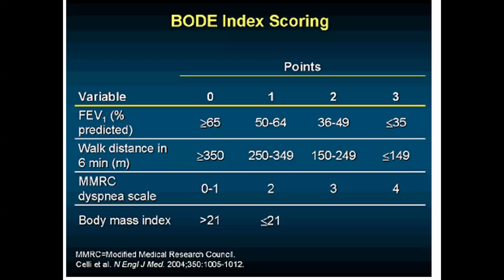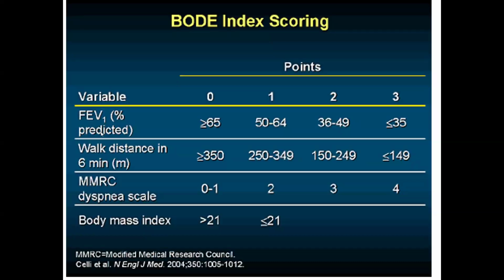Another score that's extremely useful in chronic COPD patients is the BODE index scoring, which relies on four factors: the FEV1, the walk distance in 6 minutes, the MMRC, which is the Modified Medical Research Council, and the body mass index. Now, with the body mass index, I want you to notice something. If you're above 21, you have a better prognosis. If you're less than 21, you have worse prognosis.